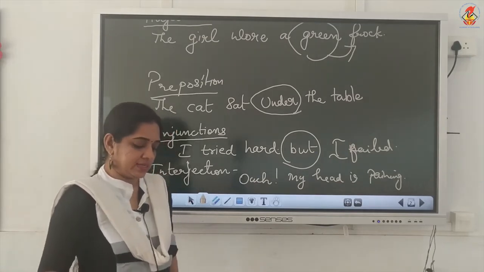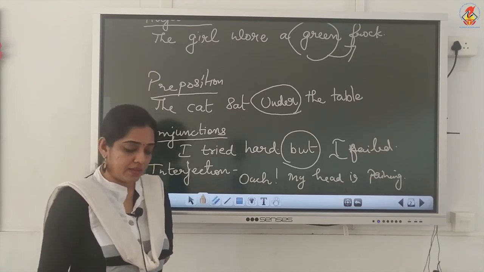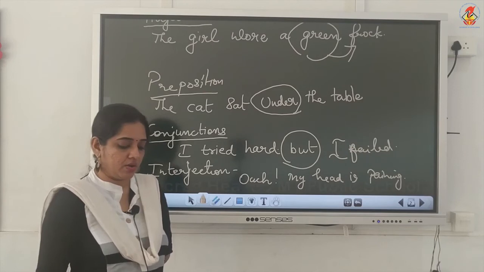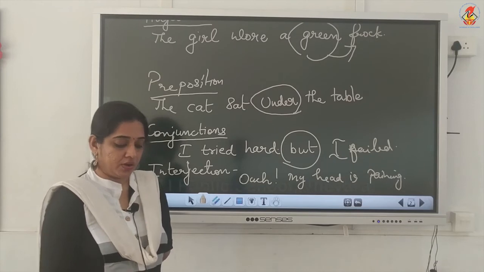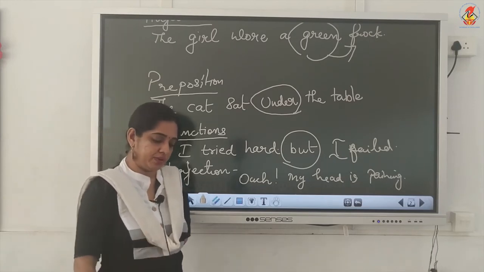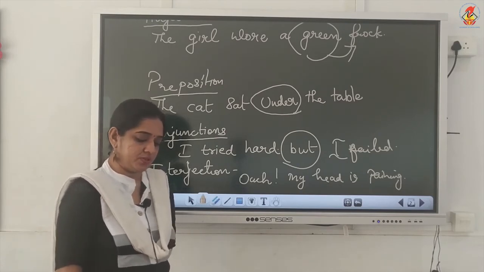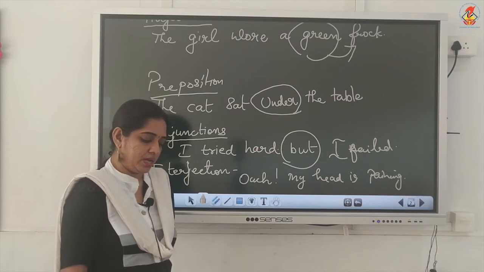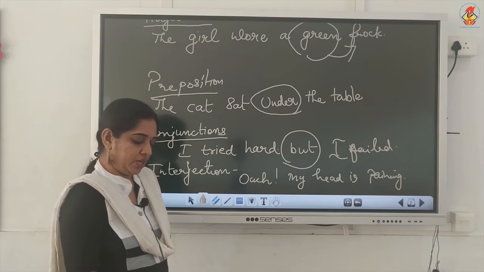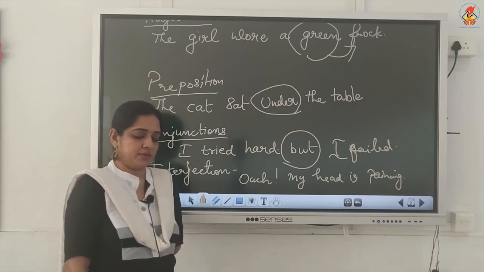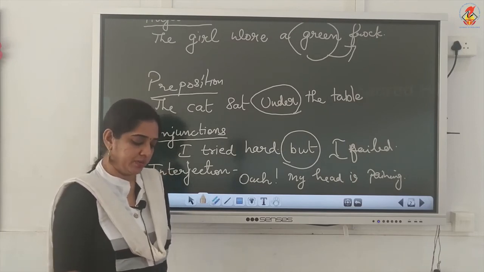Now, exercise C. Circle the interjections, underline the prepositions and make boxes around conjunctions in the following sentences. Please listen properly, focus on the question and do it very carefully. Jeet or Jay must stay back. Or is a joining word, a conjunction.